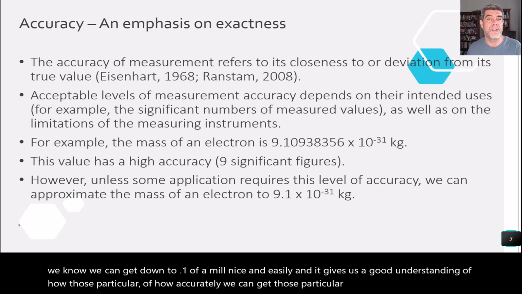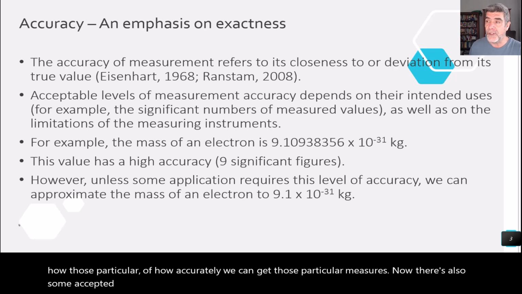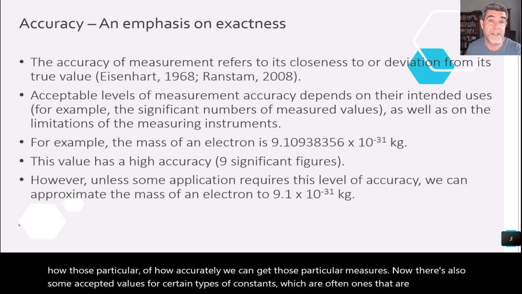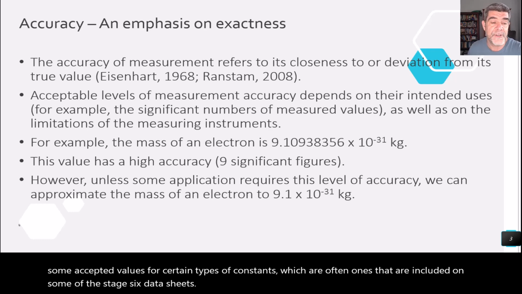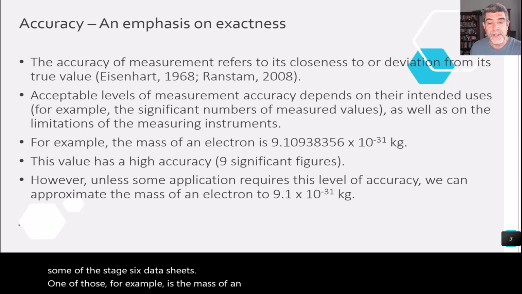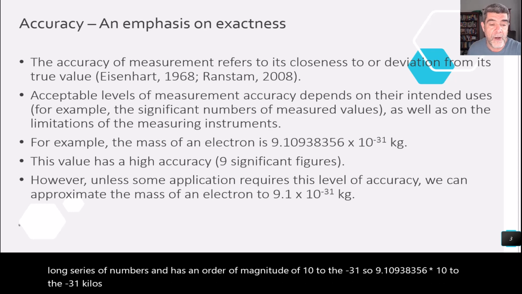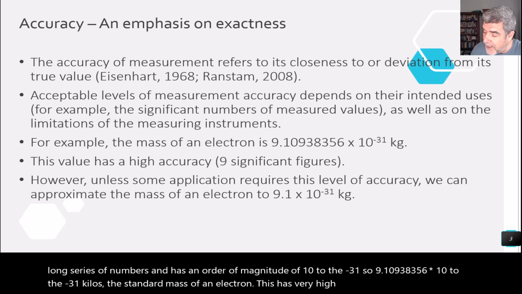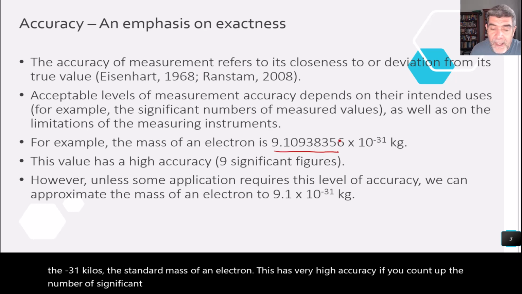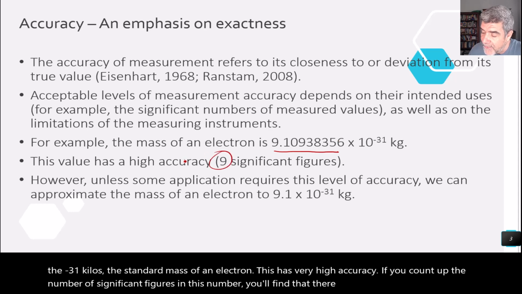Now, there's also some accepted values for certain types of constants, which are often ones that are included on some of the Stage 6 data sheets. One of those, for example, is the mass of an electron. The mass of an electron has an order of magnitude of 10 to the minus 31. So 9.10938356 times 10 to the minus 31 kilograms is the standard mass of an electron. This has very high accuracy. If you count up the number of significant figures in this number, you'll find that there are 9 significant figures.